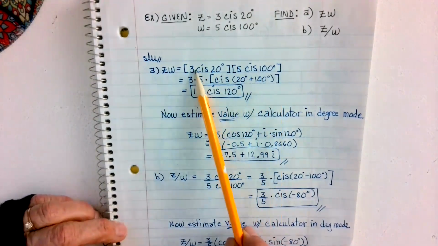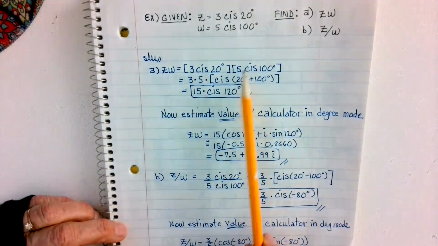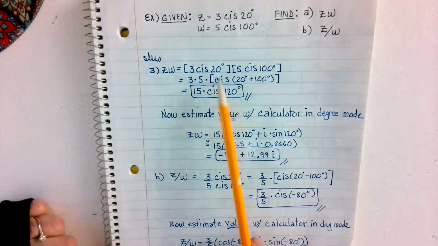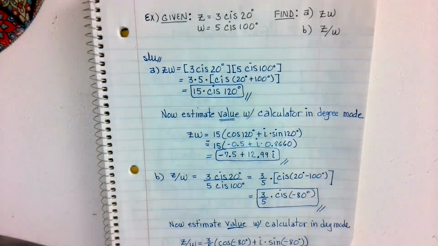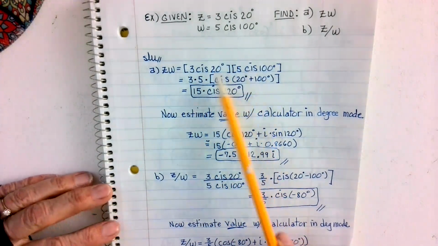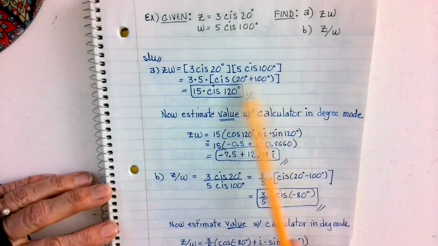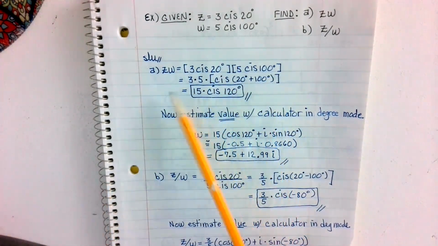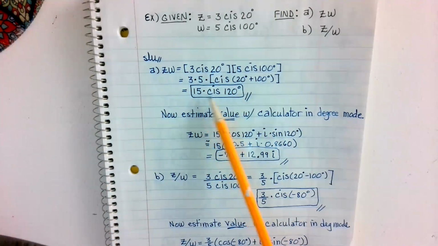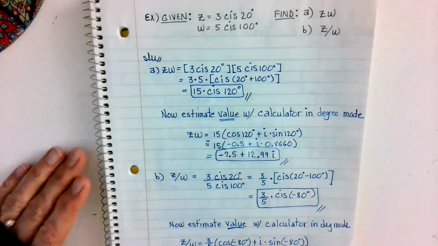Okay, so first, z times w is 3 cis 20 times 5 cis 100. Now the R values 3 and 5, those are multiplied together out here, times the cis of 20 degrees plus 100 degrees. Now, I believe this is called de Moivre's theorem. And that's where we just take these two values and put them together as our new angle, 120 degrees. So we end up with z times w equals 15 times cis 120 degrees.